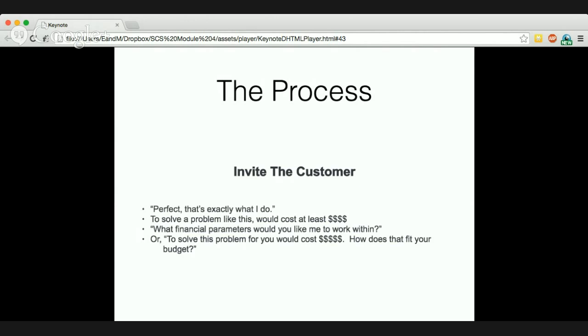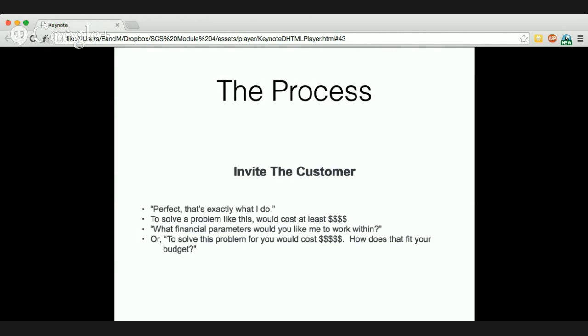One last phrase: to solve this problem for you would cost X dollars. How does that fit your budget, or how does that fit your financial parameters? And then you shut up. And they're going to say, yeah, I don't know, or whatever. So you don't want to say a price.